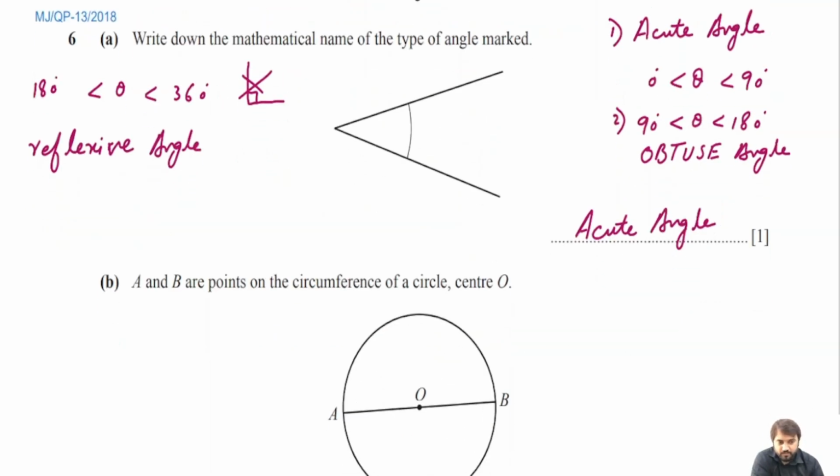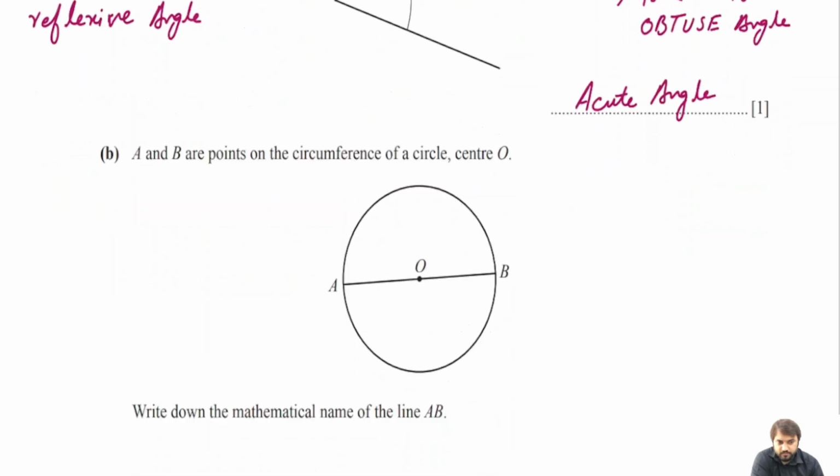In B part, we have A and B are points on the circumference of a circle. This is a circle, center O. Write down the mathematical name of the line. Of course, any chord passing through the center of a circle is known as diameter. So this is diameter.